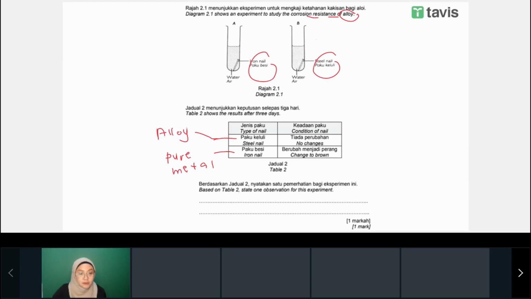Table 2 shows the result after 3 days. After 3 days, the steel nail has no changes, but the iron nail changed to brown color. This brown color indicates the corrosion, the rusting process. Based on table 2, state one observation. They give you the observation here. You only have to write: you choose steel nail. No changes in steel nail.